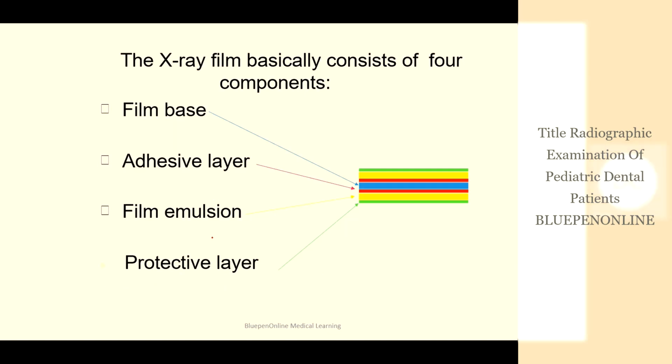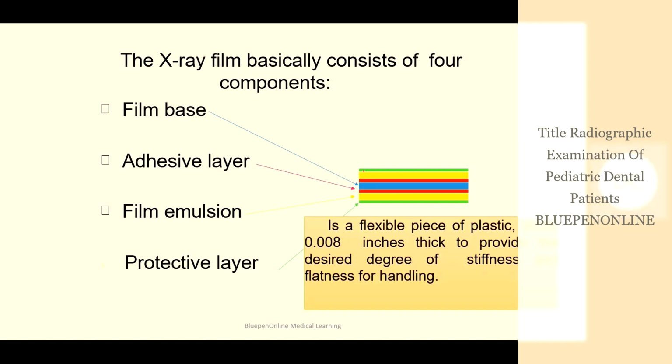Now, what is a film composed of? It mainly consists of the film base, then the adhesive layer, film emulsion and a protective layer. The film base is a flexible piece of plastic about 0.008 inches thick to provide the desired degree of stiffness and flatness for handling.